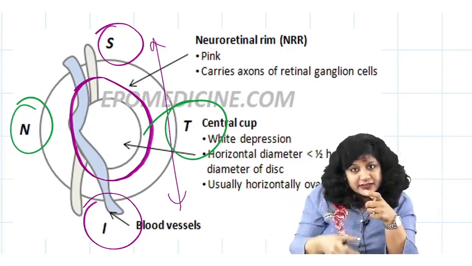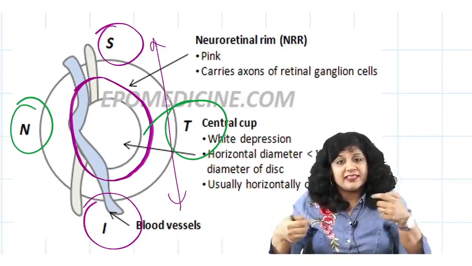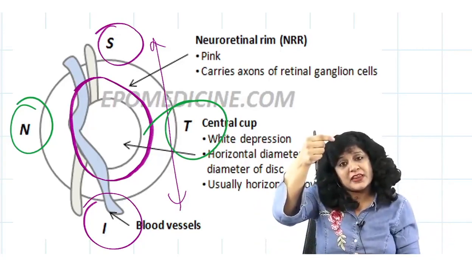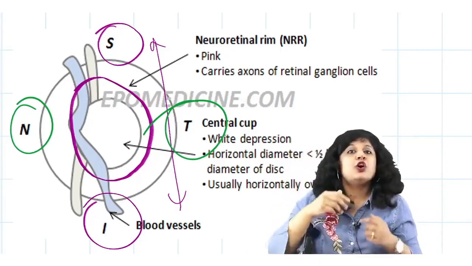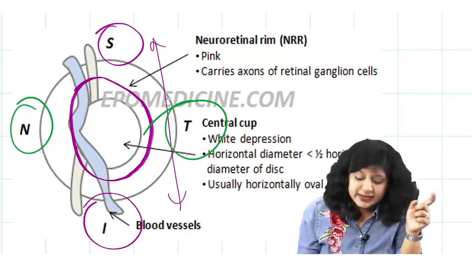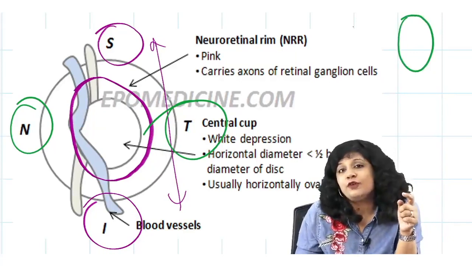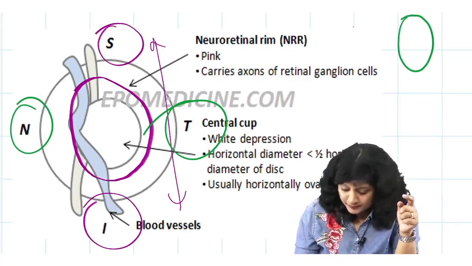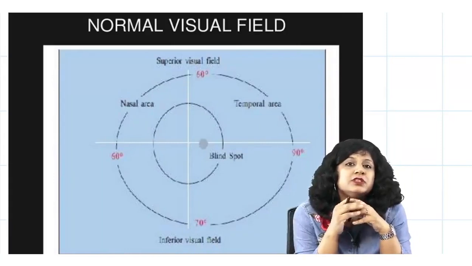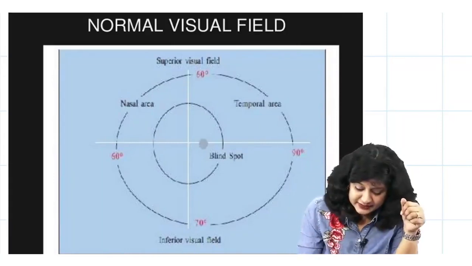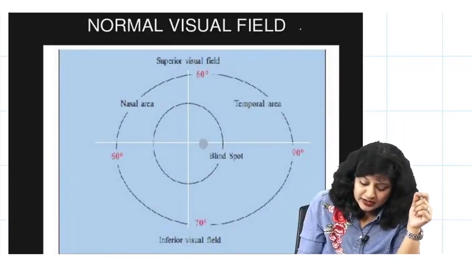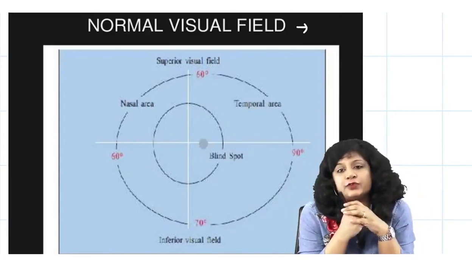So first it is vertically oval, then horizontally, and then again there will be superior inferior fibers going again. So that is why you get a typically vertically oval cup in cases of open angle glaucoma. Now if I talk about the visual field defects that are expected to occur in the patient of glaucoma.